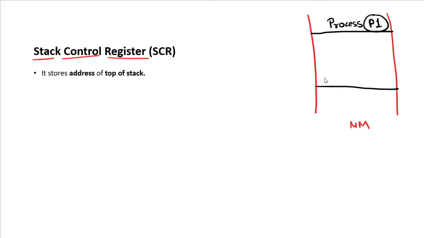Now this process will have multiple sections. For example, this is data section, this is text section. Text section contains instructions, data section contains global variables, etc. Now it has a dynamic memory as well, and we call it stack. Let me write it here: stack and heap.